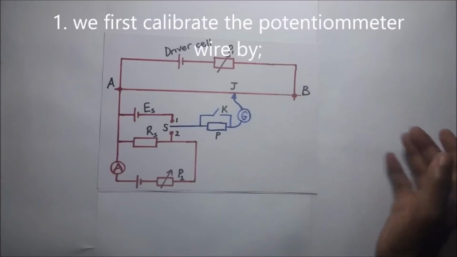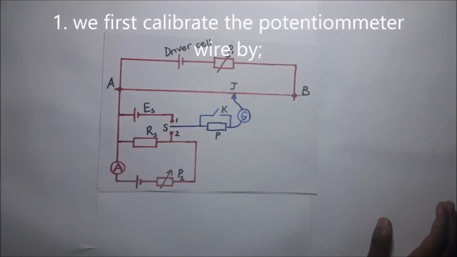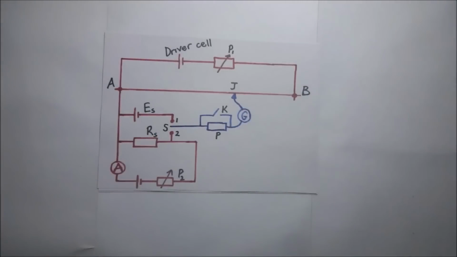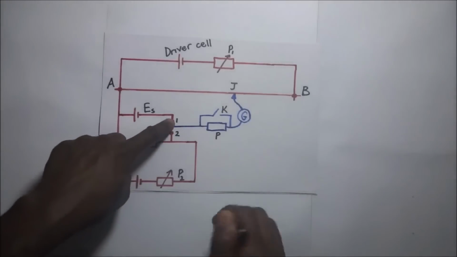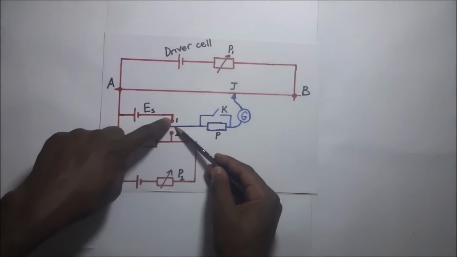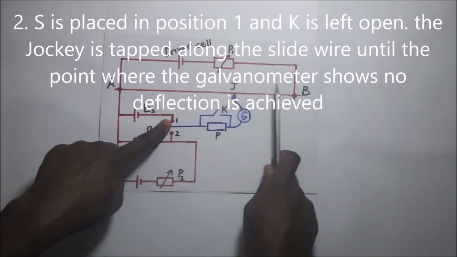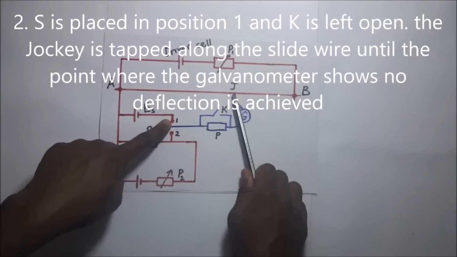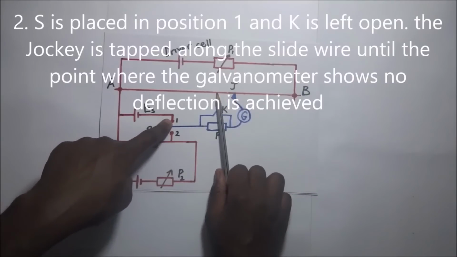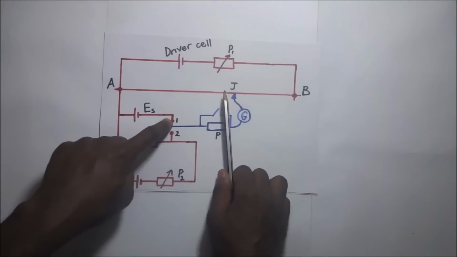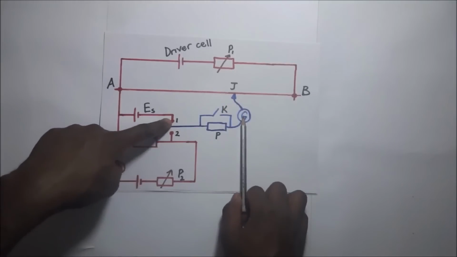Of course, first of all, we will establish our experiment and connect it like we have seen right there. After connecting our circuit diagram like that, we are going to put S to position 1 with K open. When we put S to position 1 with K open, we slide this jockey along AB, and we will get an approximate balance point. That approximate balance point is gotten when the galvanometer shows no deflection.